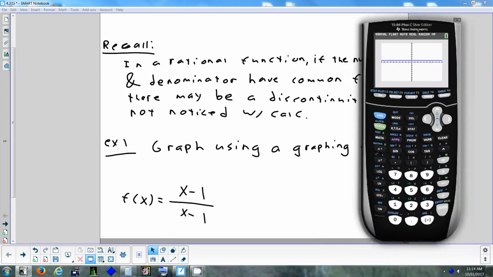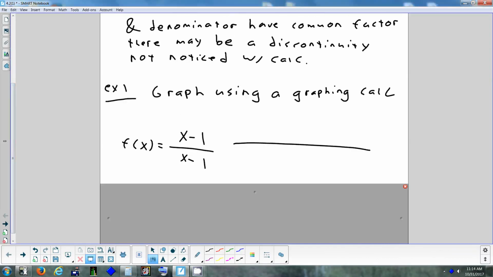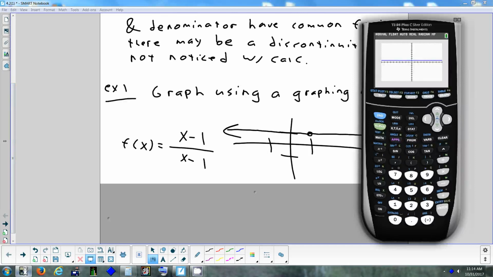So what it really looks like, if you want to exaggerate it, is like this. Here's your line. At 1, there's a hole, and then it keeps going. That's what it really looks like. You won't notice it with the calculator, though.